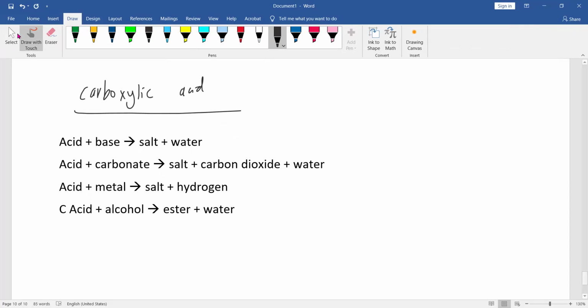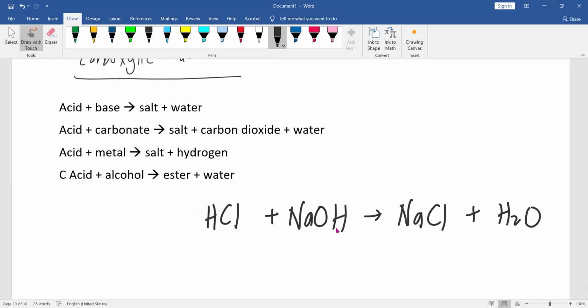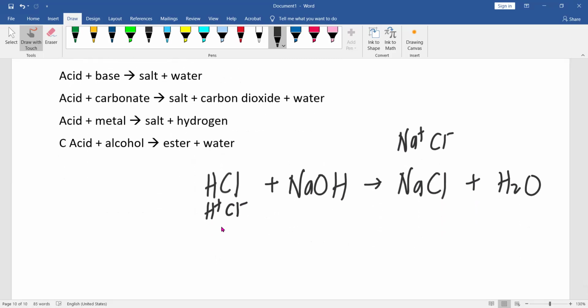Alright, so hydrochloric acid and sodium hydroxide. You get sodium chloride and water. Who can't do this? Okay. You get sodium chloride because it's sodium ion, chloride ion, because this one is hydrogen ion, chloride. Correct, correct, correct.